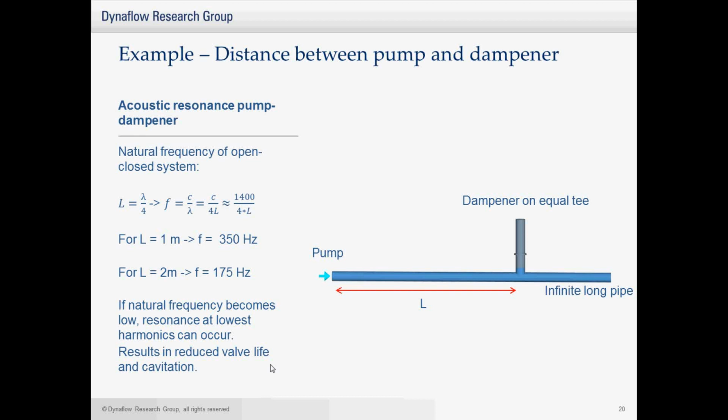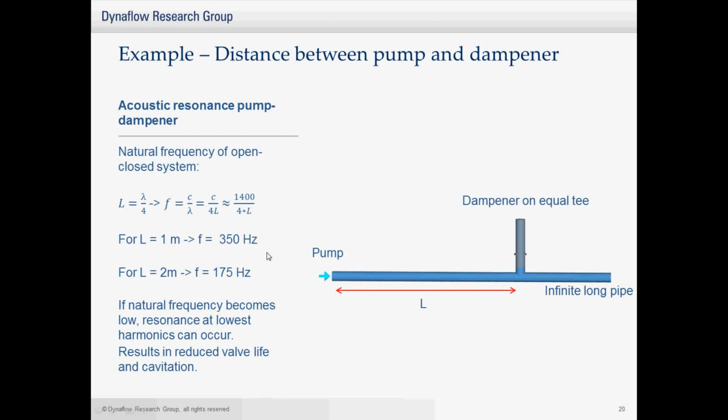Another example is the distance between a pump and a dampener. There are also other reasons why the distance should be as small as possible, but one of them is that you have a natural frequency between the pump and a dampener. I'll go into more detail later on about what the natural frequency is and how you calculate those. But if you place the dampener 1 meter away, you have a natural frequency of 350 Hz, for example, for this system. And that's very high.